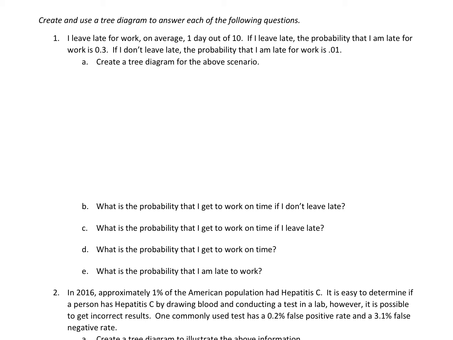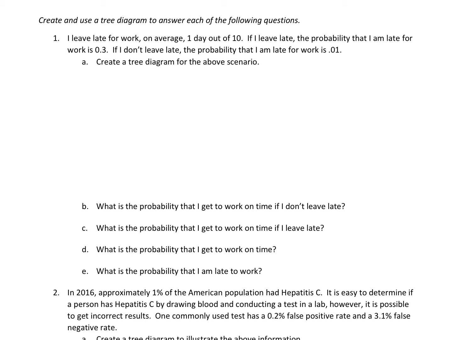I leave late for work on average 1 day out of 10. If I leave late, the probability that I am late for work is 0.3. If I don't leave late, the probability that I'm late for work is 0.01. Create a tree diagram for the above scenario.